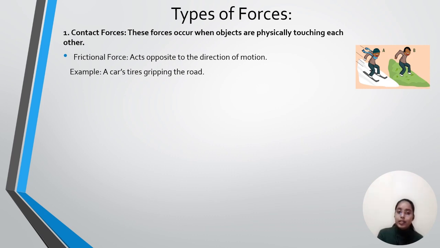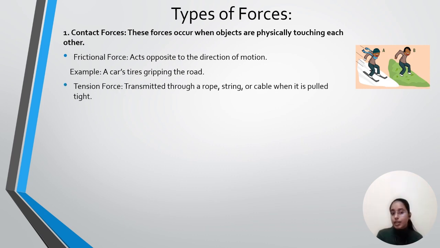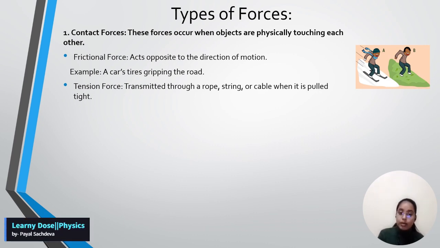And you can see a car's tires gripping the road. That is also an example of frictional force. Then comes the tension force, which is also a type of contact force. It is transmitted through a rope, string, or cable when it is pulled tight, like this.